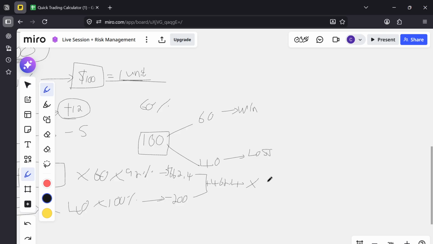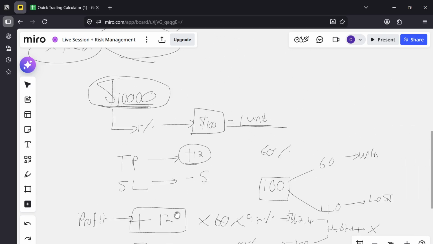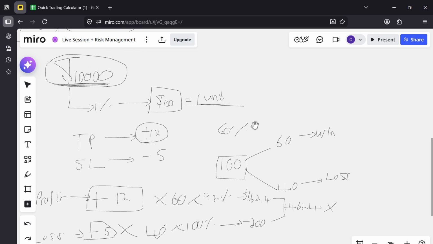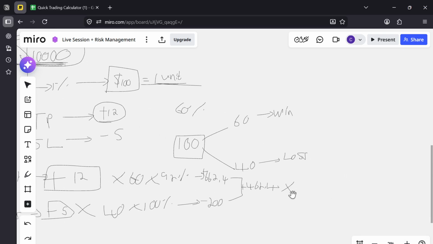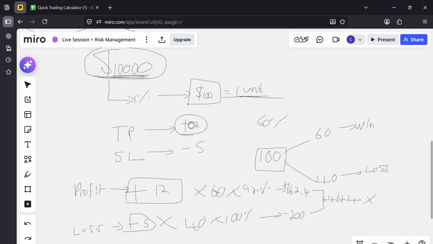So this 462 units could have like 10 units multiplied by 100, and then it keeps growing, right? So let's say you make 1,200 on your next session because you made plus 12 units over here. Then that would add on, and that would become 11,200 from here. Then your next session, let's say you go and win on the $11,200 account, which would then be $112 trades, and then you win another 12 units, and then you would multiply that by the plus 12 over here.